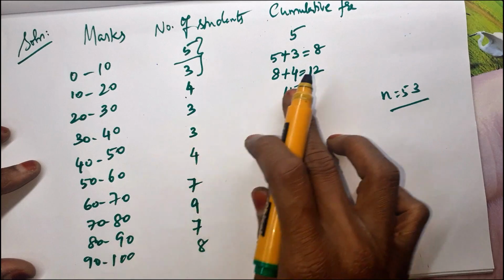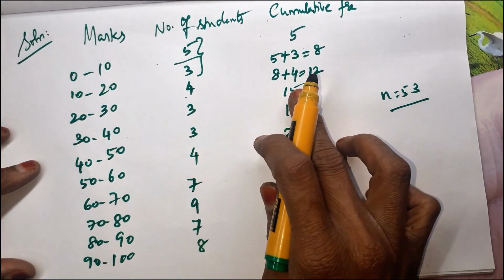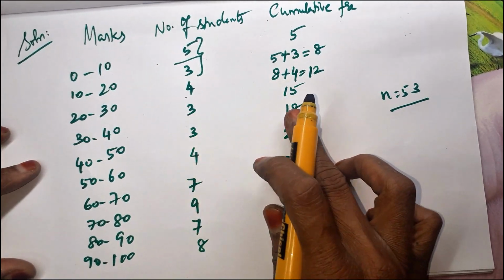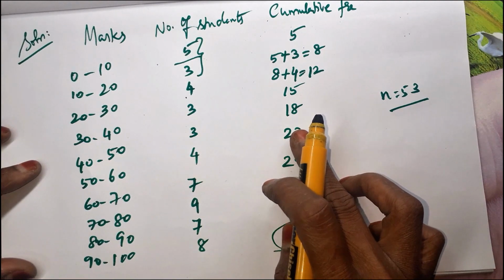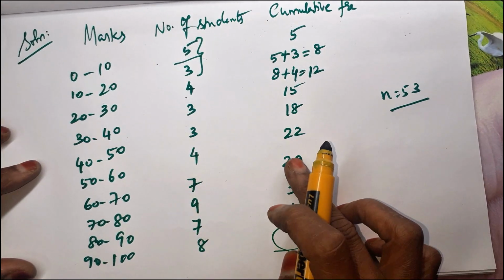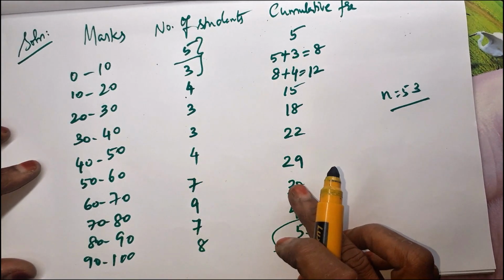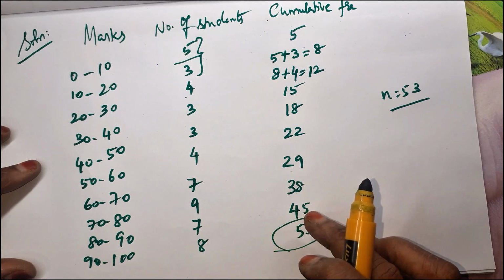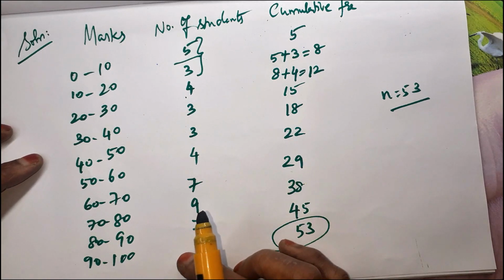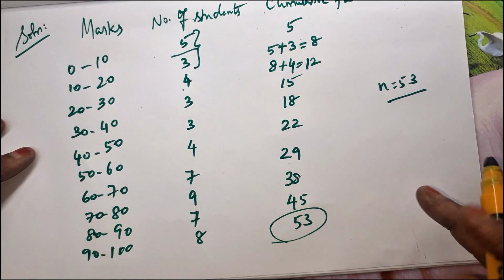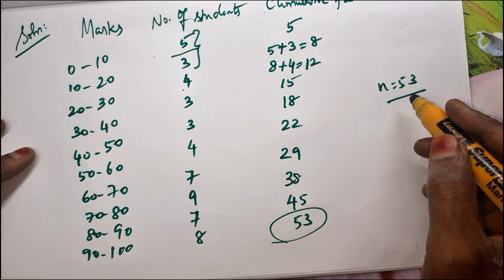So is it clear how we are getting this? 12 plus 3, 15. Then 15 plus 3, 18. 18 plus 4, 22. 22 plus 7, 29. 29 plus 9, 38, 38 plus 7, 45, and finally 45 plus 8 which is 53. So we are getting 53 as n.